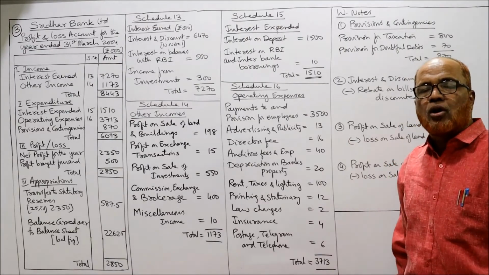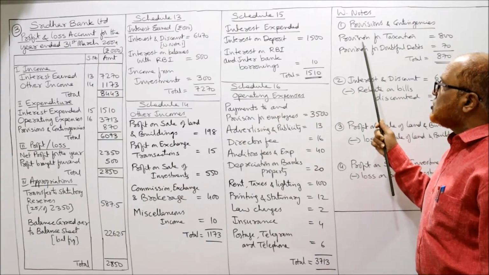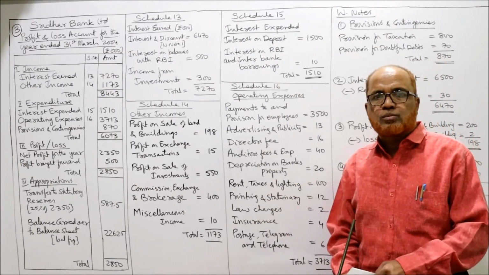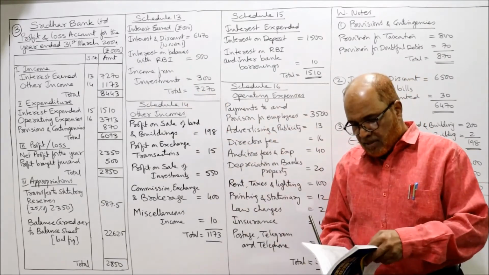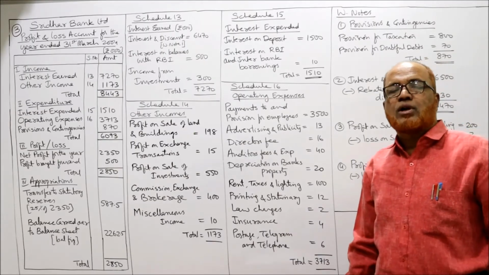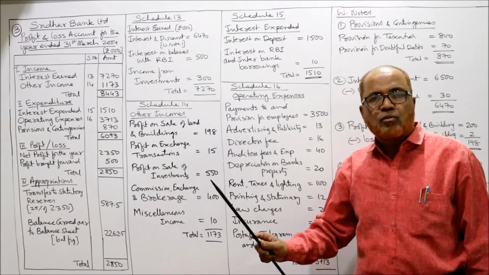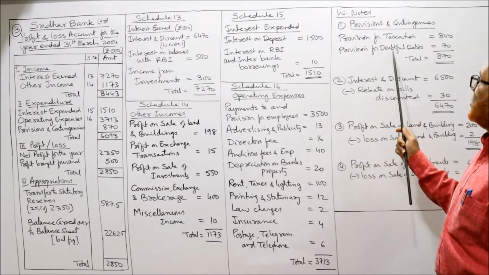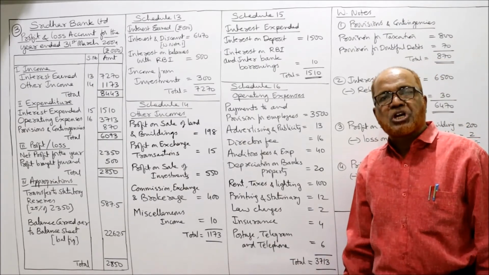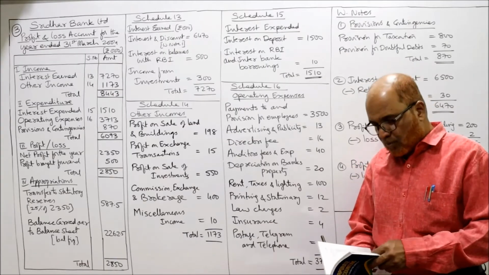Because these are items which are not to be disclosed to the public. So provisions and contingencies, provision for taxation 800. 8 lakh is given, remove 3 zeros because we are removing all 3 zeros here. So it will become 800. Make a provision of 8 lakh for taxation, 70,000 for doubtful debts. Remove 3 zeros, 70. So these two items are commonly found in provisions and contingencies: provision for taxation and provision for doubtful debts.